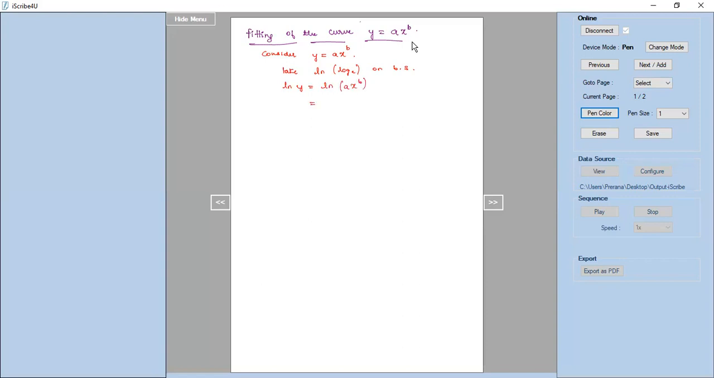Now we can use logarithmic properties on the right hand side. Log of a into b is equal to log a plus log b. And this can be written as log a plus b into log x, again using the logarithmic property, log m power n is equal to n log m. Now we observe the left hand side is the same, that is log y as it is.